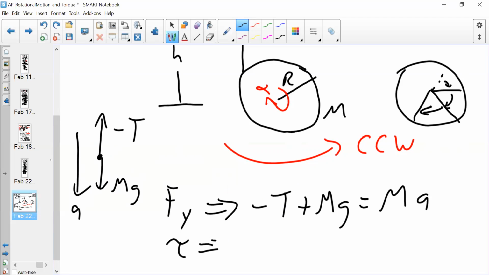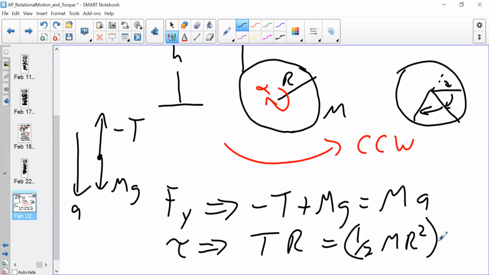Our net torque equation is going to be tension times radius, force times radius. So the tension is the force, equals moment of inertia times alpha. And for a solid disk, keep that in mind for the shape, the solid disk moment of inertia is 1/2 mr squared. That's I. And the alpha would be linear acceleration divided by radius.